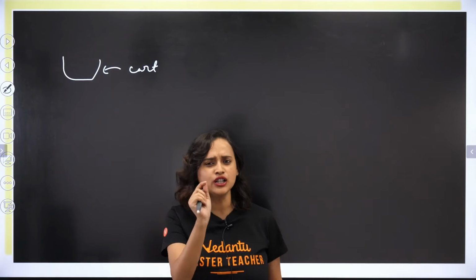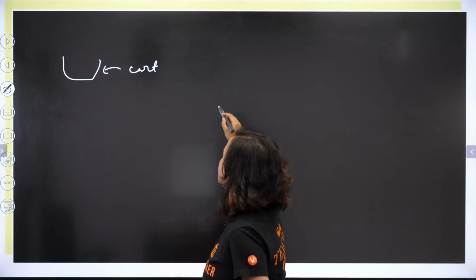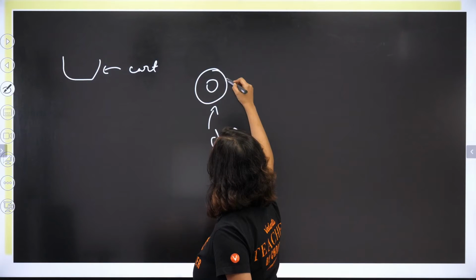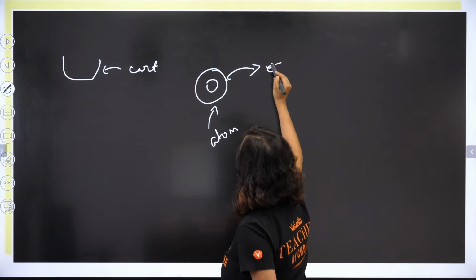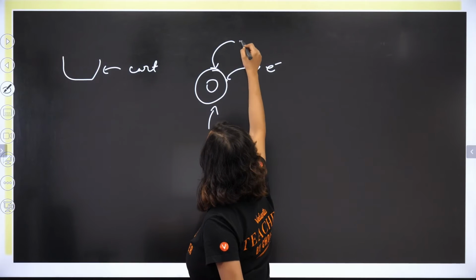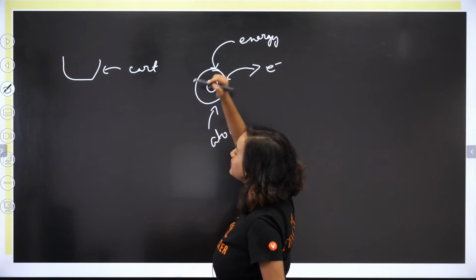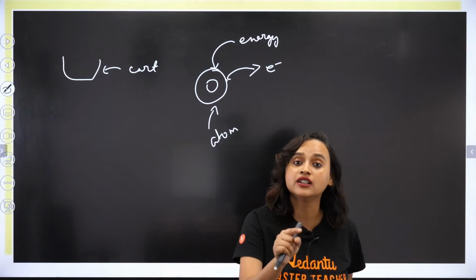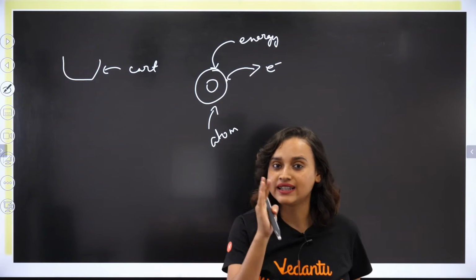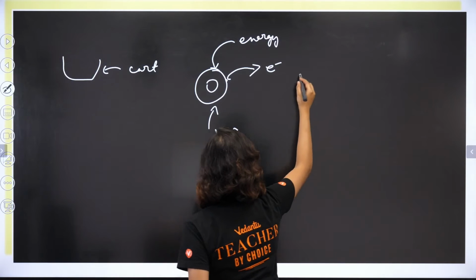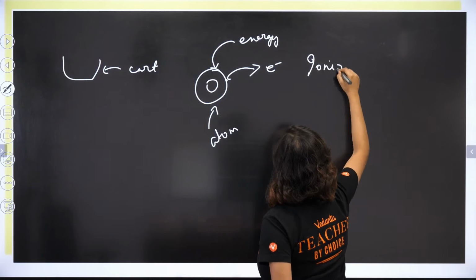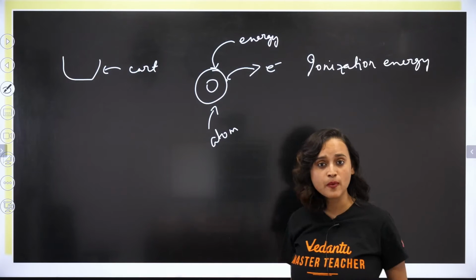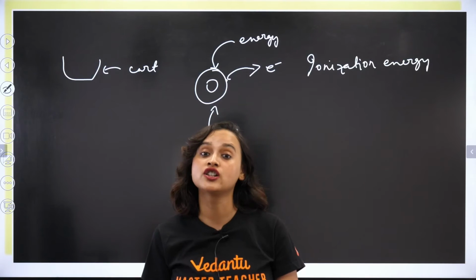And something very similar to this, my dear students. Let's say I have an atom here, and I want to take away one electron from it. Then don't you think I will have to give this atom something? I'll give the atom some energy to take away that electron, and that is called ionization energy.